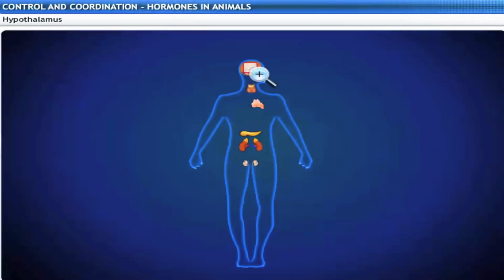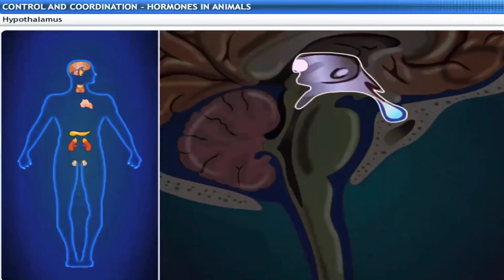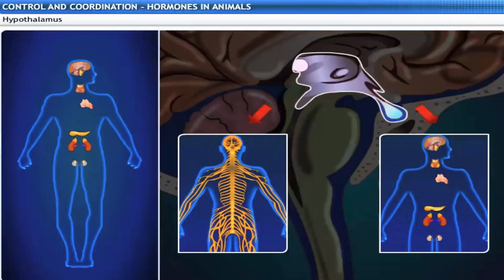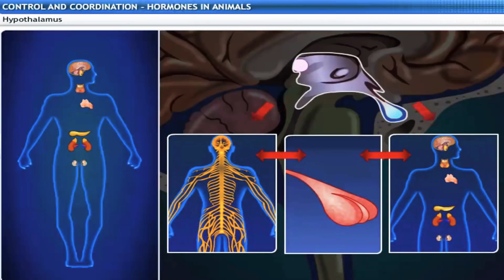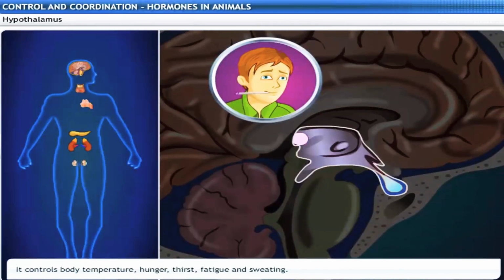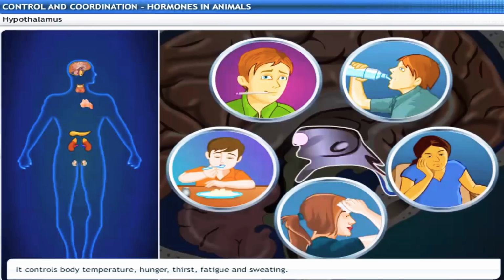The hypothalamus is located in the forebrain. It is a part of the diencephalon. It links the nervous system and the endocrine system through the pituitary gland. The hypothalamus controls body temperature, hunger, thirst, fatigue, and sweating.